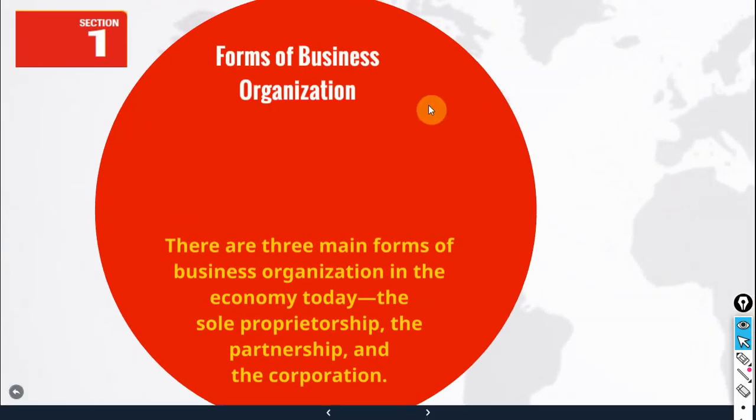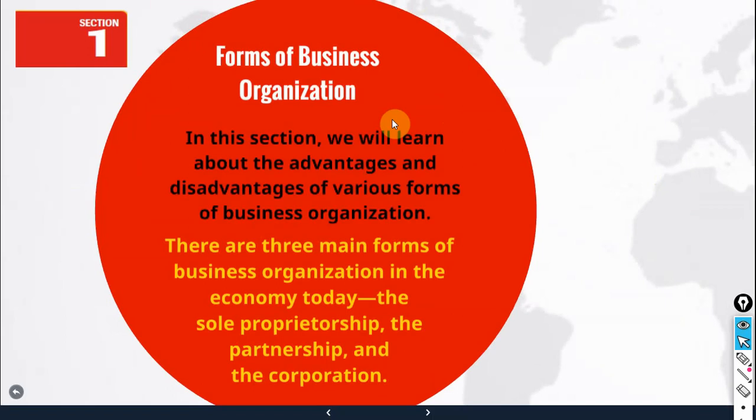In section 1, we'll be covering forms of business organization. We'll be talking about the advantages and the disadvantages of these forms. There are three types of forms. The first one is called proprietorship.